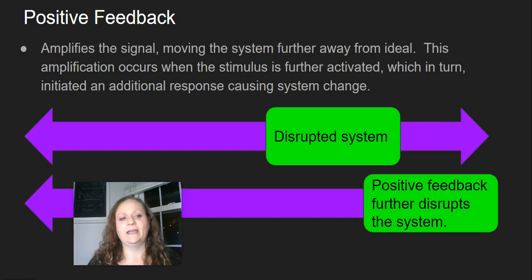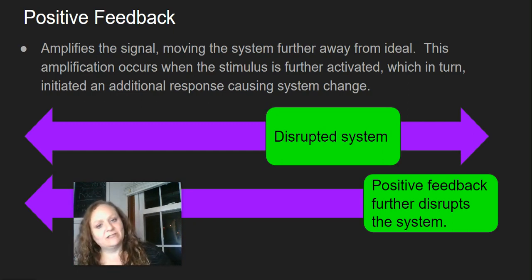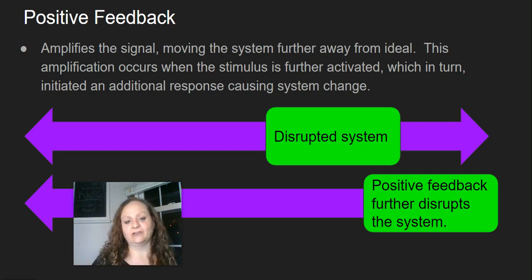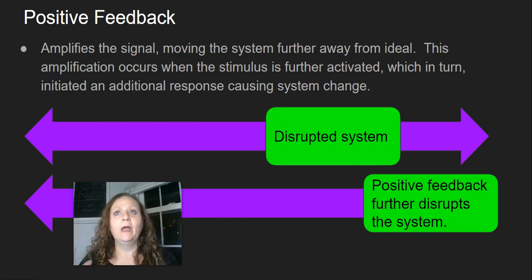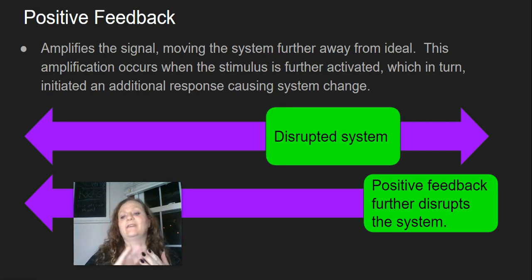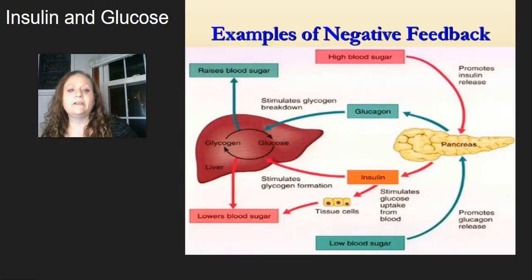Positive feedback, on the other hand, actually amplifies the signal. It moves the system further away from the ideal. This amplification occurs when the stimulus is further activated, which in turn initiates an additional response, causing the system to change. So you start off with a disruptive system. In a positive feedback situation, this further disrupts the system by creating a response to send it actually even further away from the ideal.